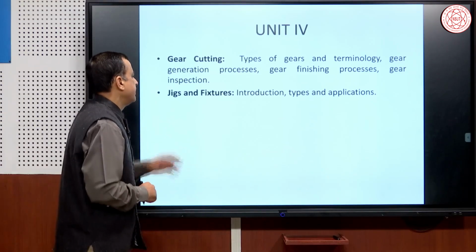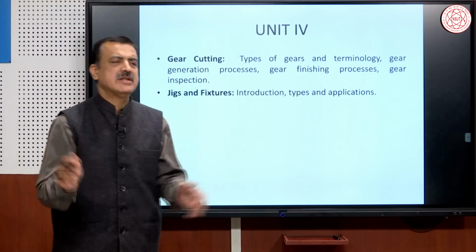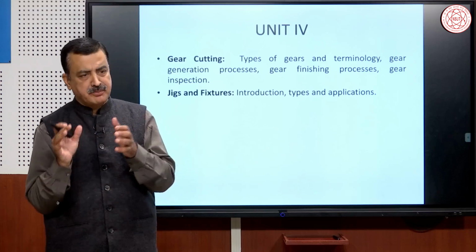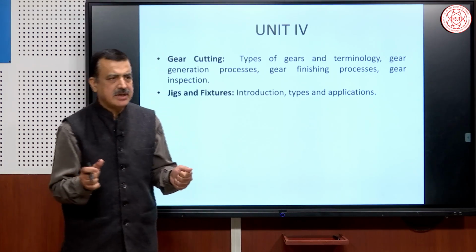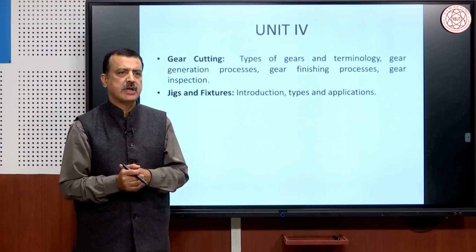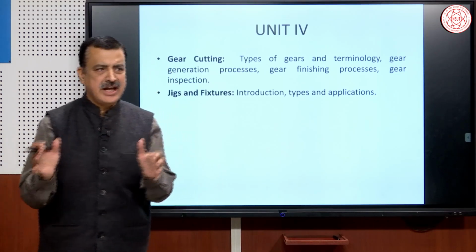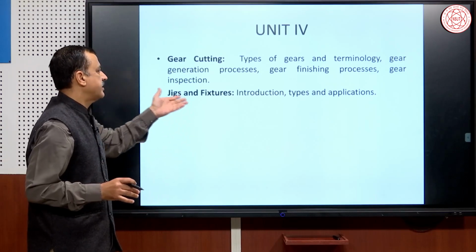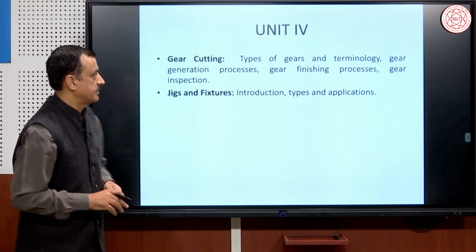Then we have jigs and fixtures. Jigs and fixtures are the means which are used to locate and position the job correctly on the machine, clamp it, and then guide the tool correctly so that we get the desired operation done in an accurate way. So we shall be discussing the types of jigs and fixtures, the difference between jigs and fixtures, and their applications.